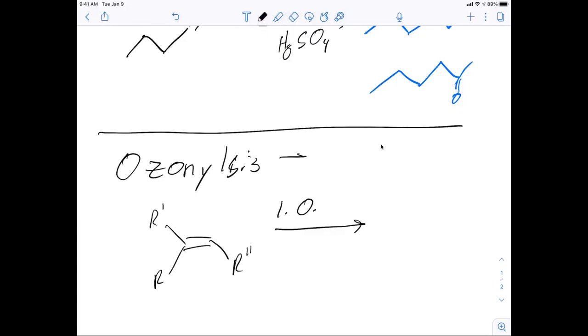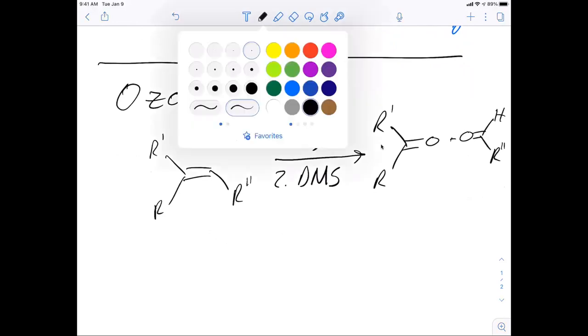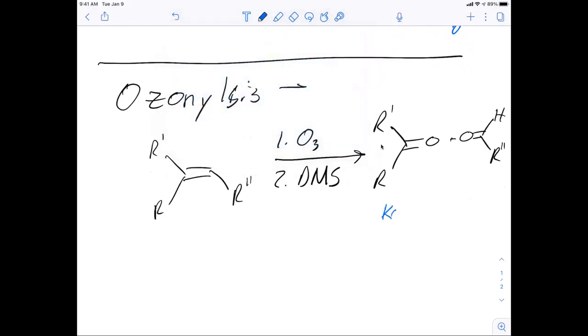we use ozone and then some type of reducing agent. So DMS is one, that's dimethyl sulfide. We could also use zinc and acid. This cleaves that double bond, and then whatever's attached is left. So we end up with the carbonyl. I'm going to put an H there because that's what was there at the beginning. We don't show it normally. So in this case, when we have ozonolysis, we can end up with a ketone and an aldehyde.